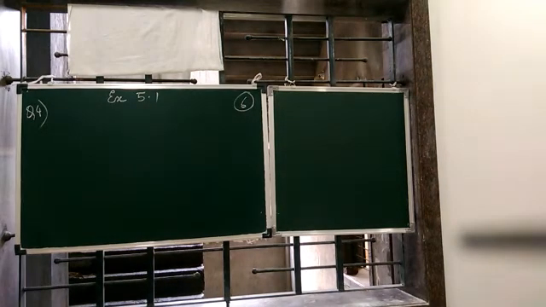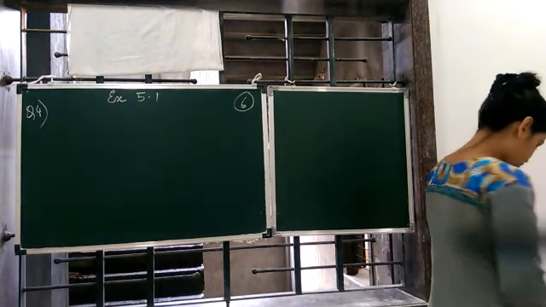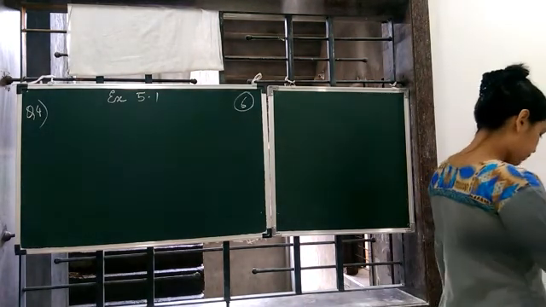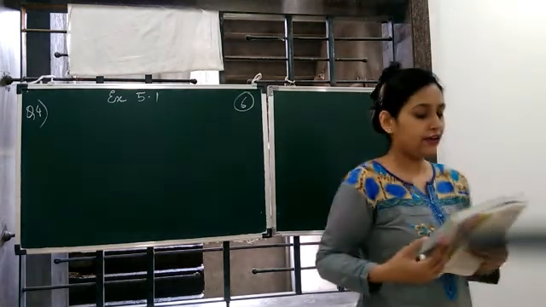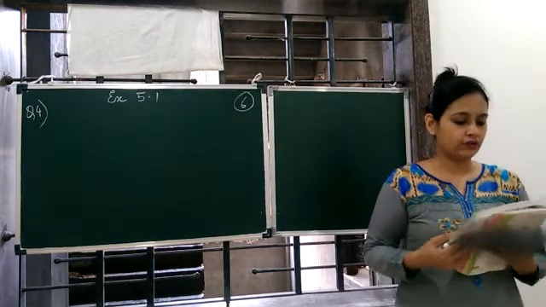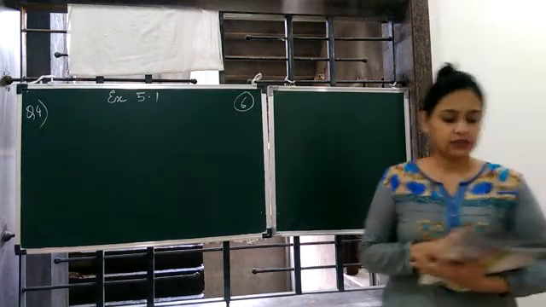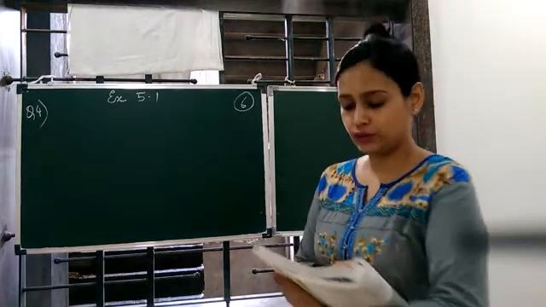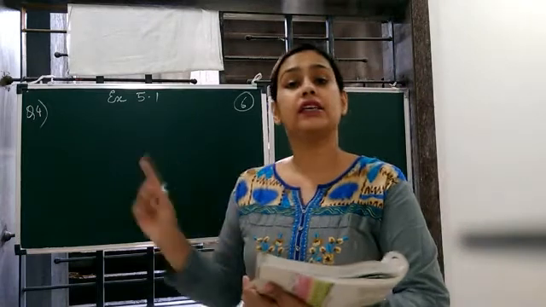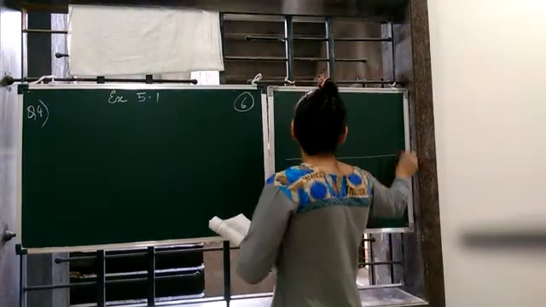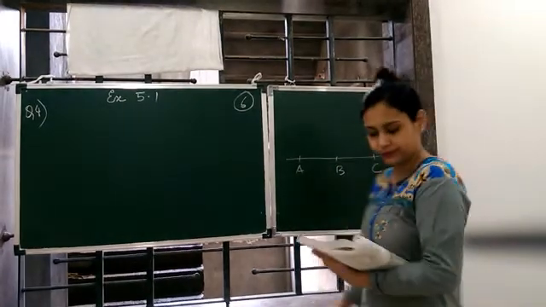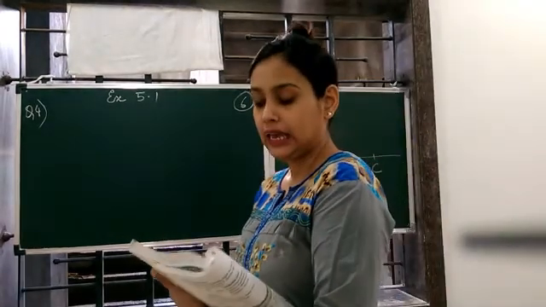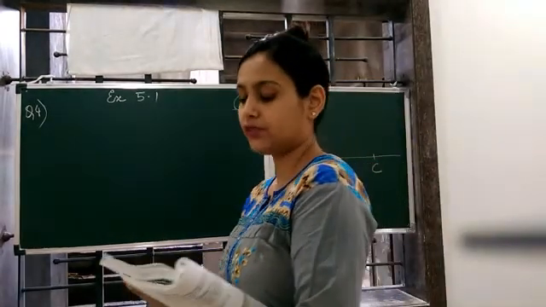So here we are continuing with question number 4, question number 4 of exercise 5.1. Question number 4 says, if A, B and C are 3 points in a line such that AB is equal to 5 centimeters. So A, B, C are 3 points in a line. Something like this. Got it? Such that AB is 5 centimeters.